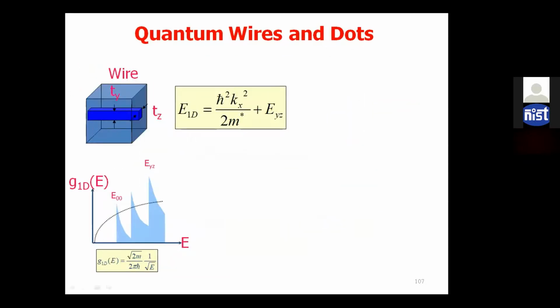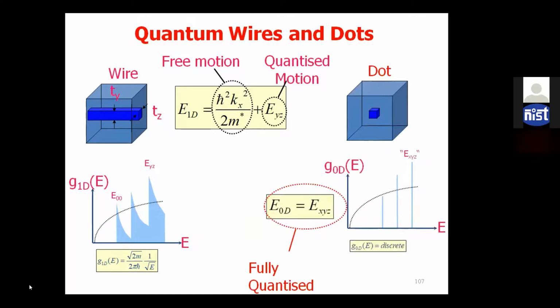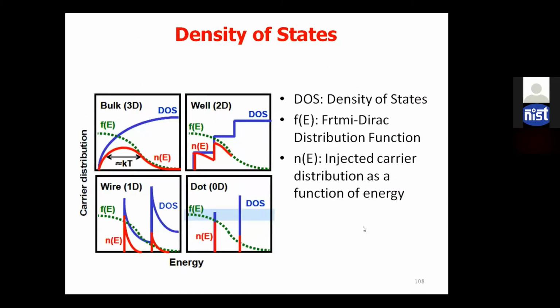Similarly, if you take a wire, where along y and z direction it is confined, the electron can move along only the x direction. So the energy is h cross square k square by 2m star, and its corresponding density of states. Similarly, for a zero-dimensional system, the energy is E x y z, that means it is fully quantized. So this is the gist that we go through for density of states.